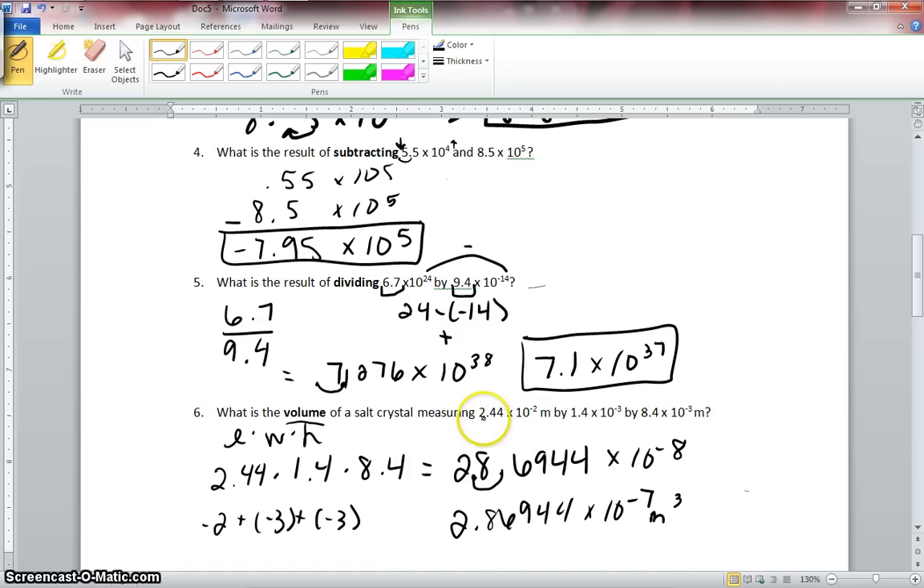Now sig figs, we have 3 sig figs here, 1, 2, 3. We have 1, 2 here, and 1, 2 here, so we can only have 2 sig figs. So this 6 is going to round that up, so our answer should be 2.9 times 10 to the negative 7th meters cubed.